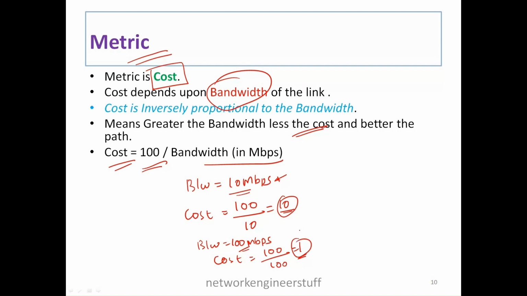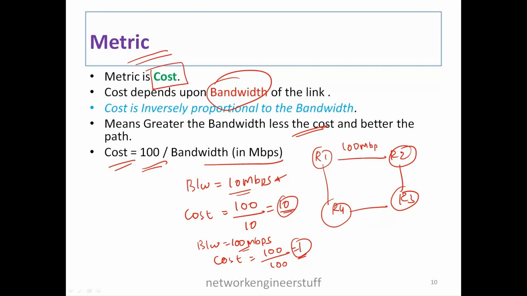I'll also explain you with some example. Let's say this is router R1. The same topology we will take: R2, R3, R4. Let's say this particular link has a bandwidth of 100 Mbps. This has a bandwidth of 100 Mbps. Between R3 and R4 also 100 Mbps. But between R1 and R4, let's say it is 10 Mbps. So the cost of this will be 1 because it's 100 Mbps. For this also 1. For this also 1. For this it will be 10 because it's a 10 Mbps link.